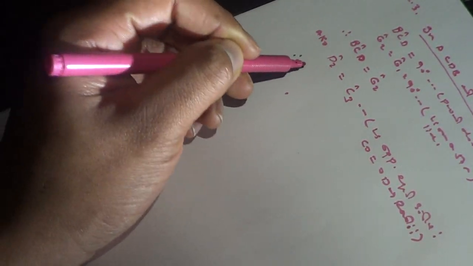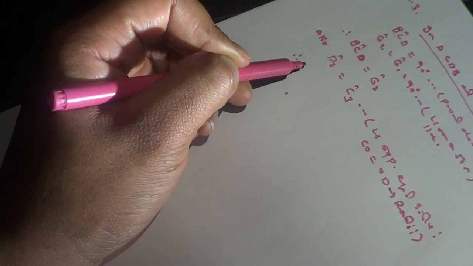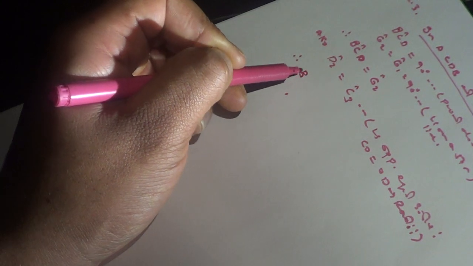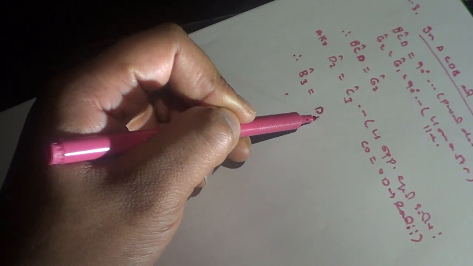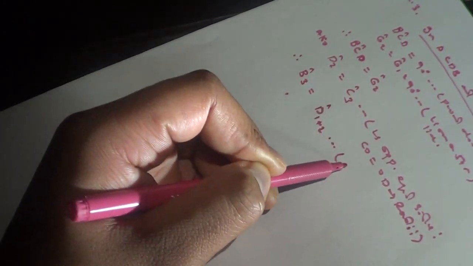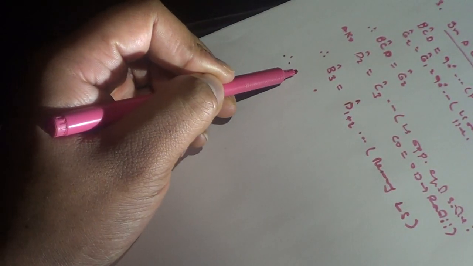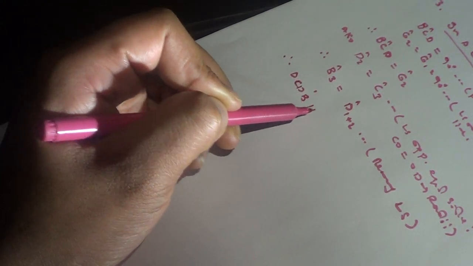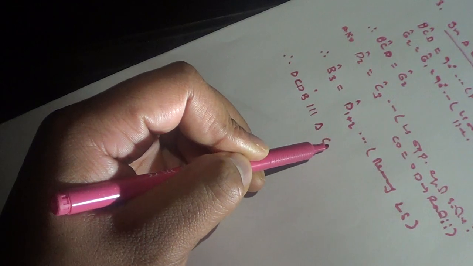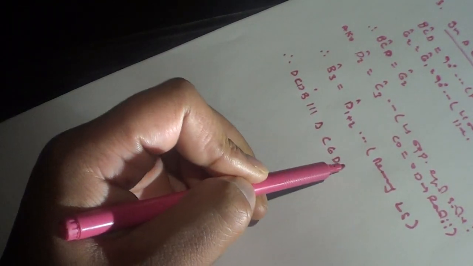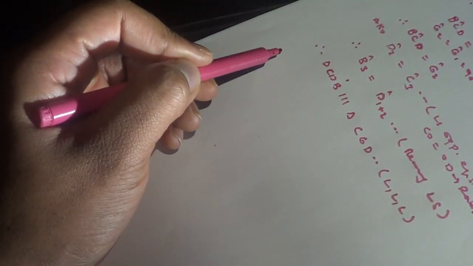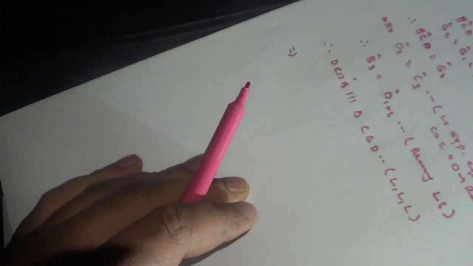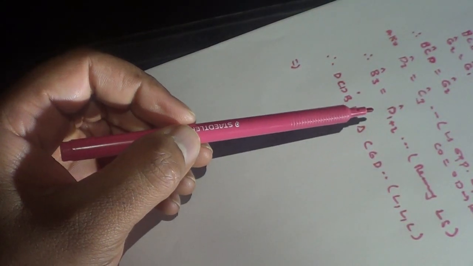So we can say therefore, I know that from the big one, B3 is going to be equal to, for the other one, D1 plus 2. These are the remaining angles, okay? Therefore, triangle CDB is similar to triangle CGD. And of course, you can say equiangular. Therefore, this implies, let's not say therefore too much. If these triangles are similar, what does that imply?